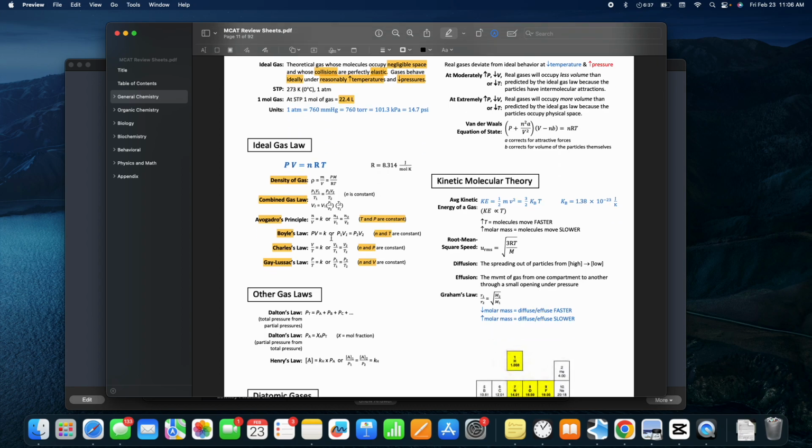We need a mnemonic to memorize this, right? So mnemonic for gas laws.